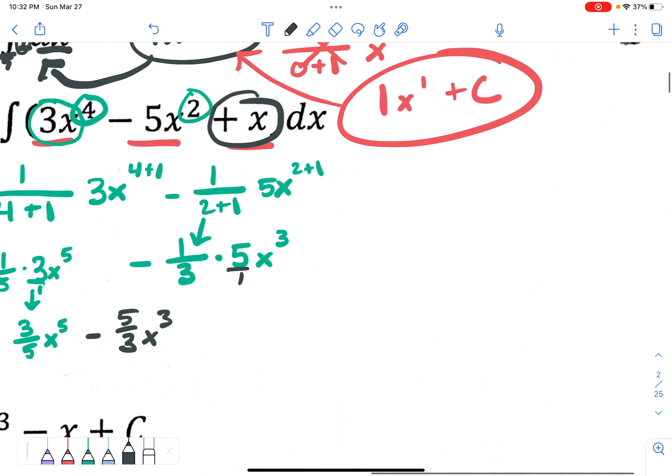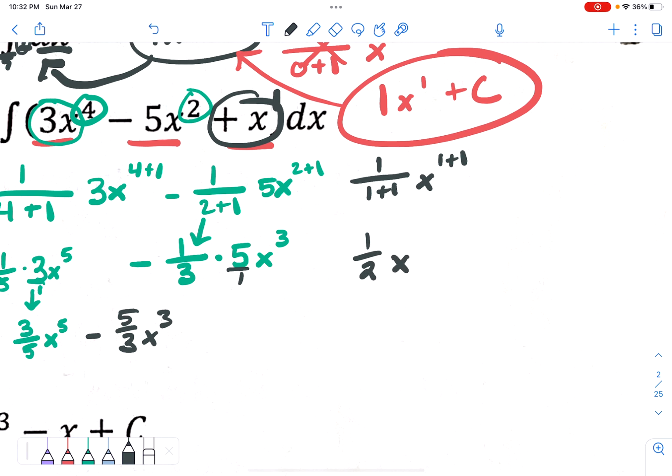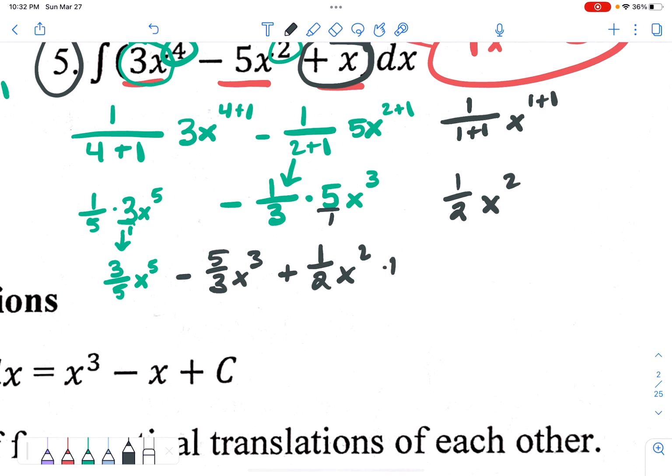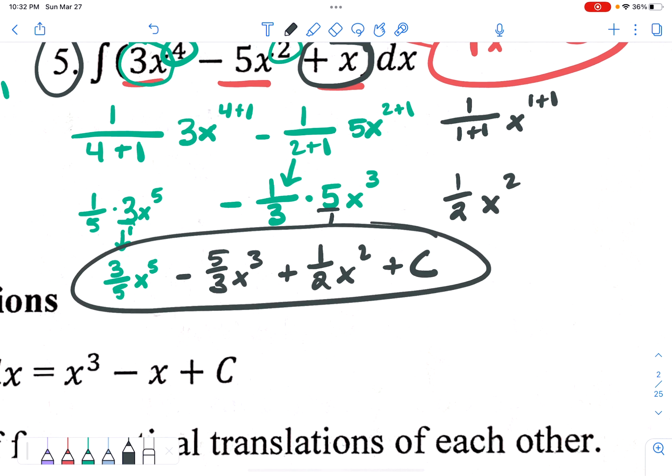This one, I'm running out of room over here. So we do 1 over n, which is 1. It's x to the first power, 1 plus 1, x to the 1 plus 1. So this is 1/2 x squared, which doesn't simplify any more than that. So we're just going to do plus 1/2 x squared. And then the last thing, don't forget, plus c. That is what we have, okay?